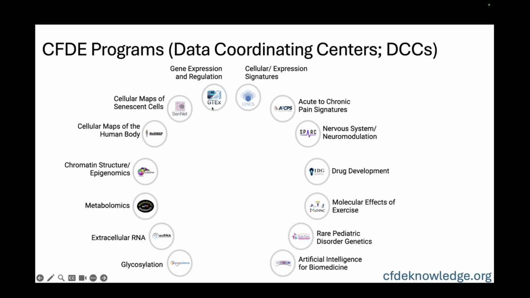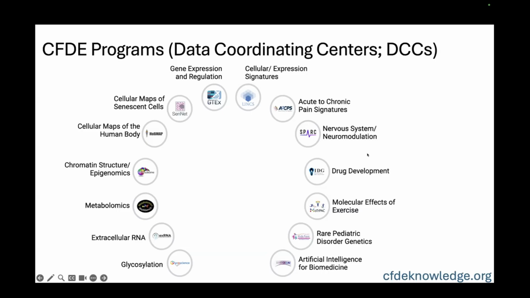Noël already talked about the GTEx program, but that looks at gene expression and regulation. And the LINCS program also looks at cellular and expression data, but identifies signatures from those. It does this through various perturbation experiments. A2CPS is a new program that has come online recently that's looking at signatures in individuals who transition from having acute pain to chronic pain following surgery. Only some individuals develop chronic pain, and we don't really know why. So their goal is to identify clinical, environmental, and also molecular signatures of that transition.